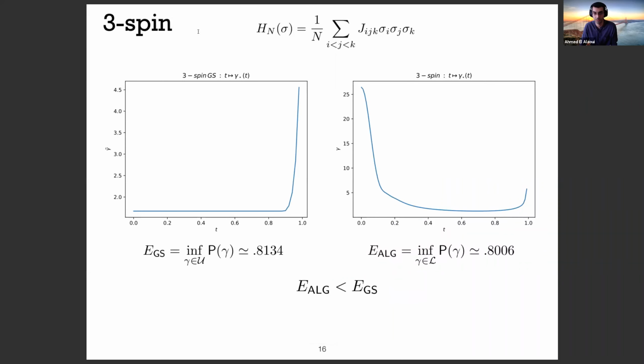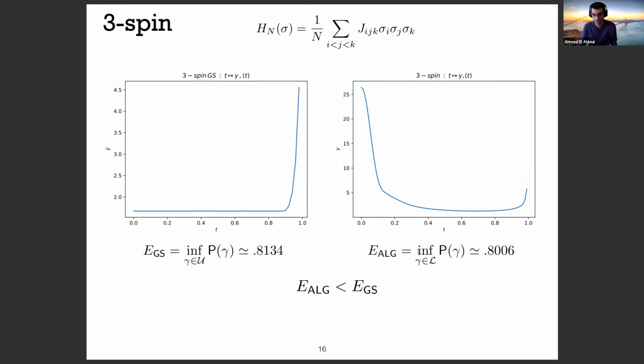Now you can look at the 3-spin model, which is the 3-body interaction. And then the problem is very different here. If you optimize over the space of non-decreasing functions, this is what you get: the function will be constant up to a certain point and then start to diverge. On the other hand, if you remove the non-decreasing constraint, then it's very far from being non-decreasing. It will go down at some point and go up again. This is a very non-decreasing function, as you can imagine.